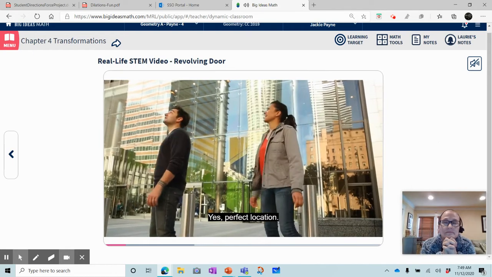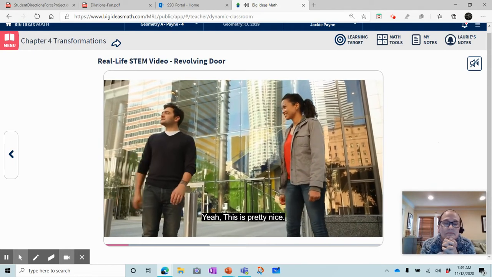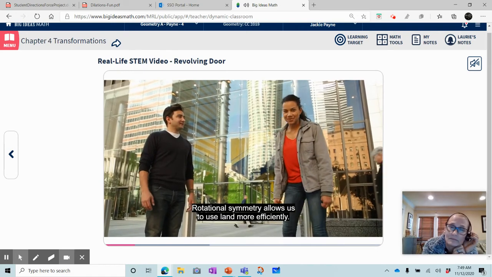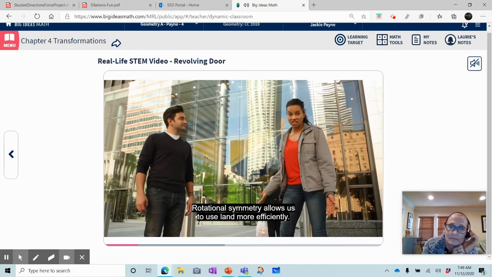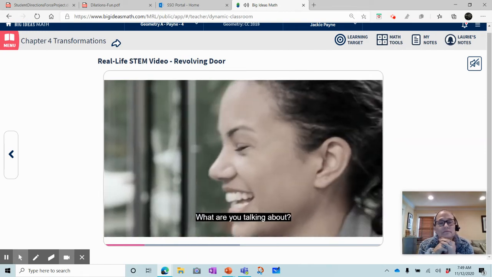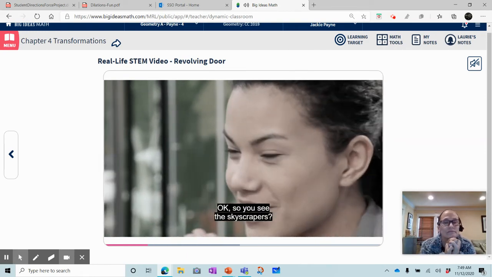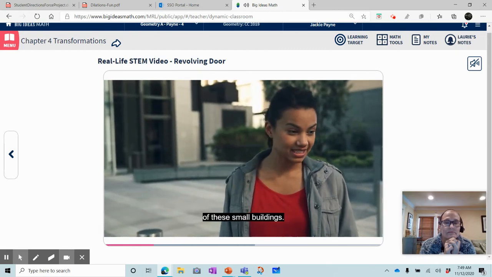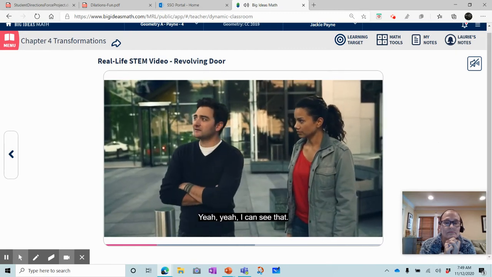Yes, perfect location. Yeah, this is pretty nice, but wait, what does this have to do with rotational symmetry? Rotational symmetry allows us to use land more efficiently. Okay, I'll bite. What are you talking about? Okay, so you see the skyscrapers? Yeah. The skyscrapers use land more efficiently than all of these small buildings. Oh, okay, yeah, I can see that.